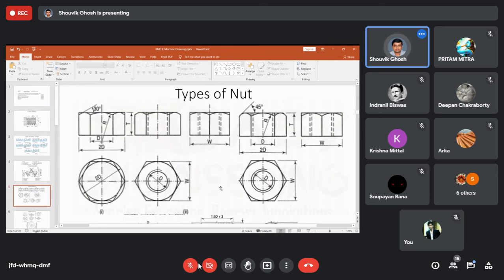So that we can hold it using a wrench or a plus or a slide wrench, anything we can use, right? And we can tighten it easily.